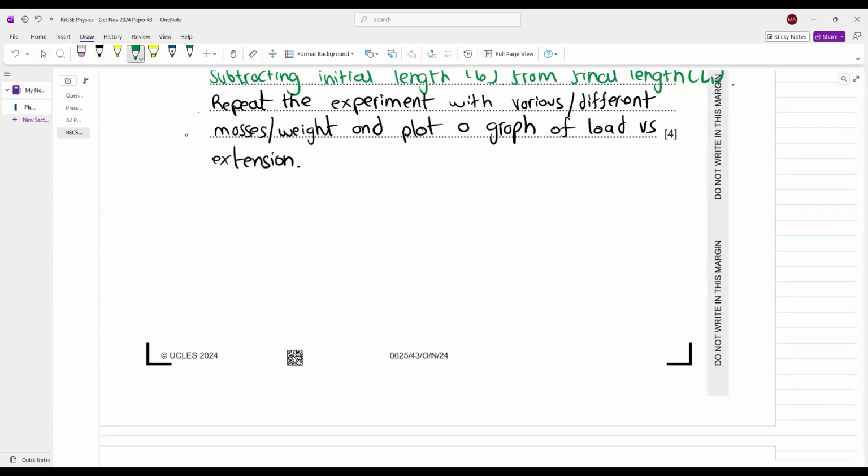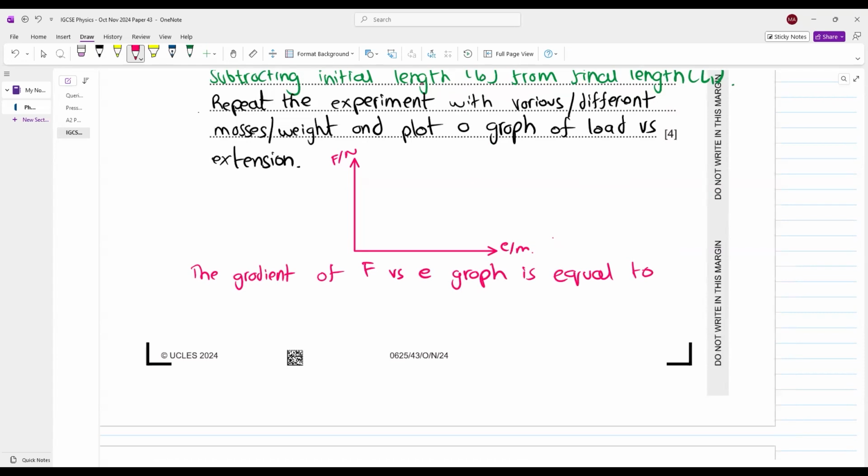Now, if you really want that A star, if you really want that distinction, you show the graph as well. Because you have this blank space, you can write here. You can say this is the force on the y-axis, extension on the x-axis. And last point, you can say the gradient of force versus extension graph is equal to the spring constant. This is how you logically plan out and write for an experiment based question. Simple. Let's further move ahead.